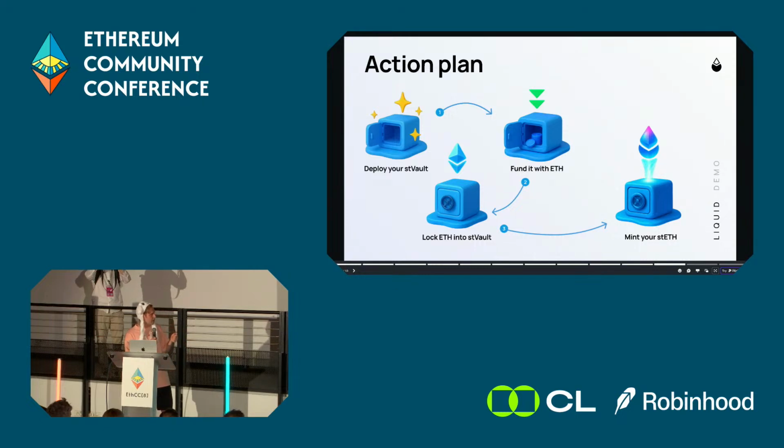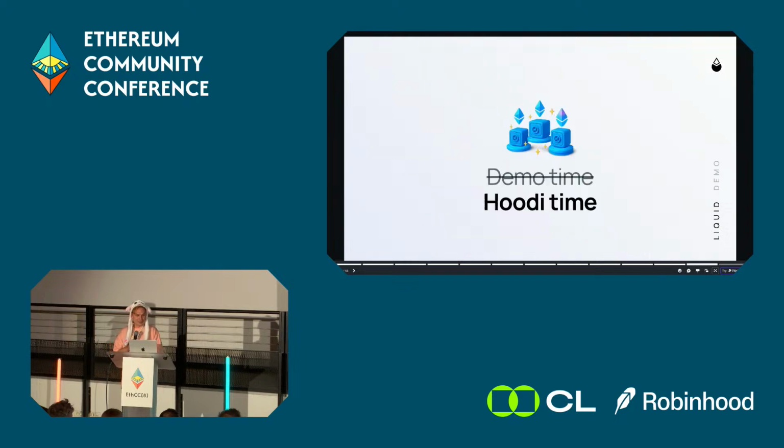The action plan would be like this. Giraffe needs to deploy an stVault, fund it with some Ether, lock this Ether in the stVault so it is actually used as collateral, and after that mint some stETH, and after that do whatever Giraffe wants to do with this stETH. And it's Hoodi time.